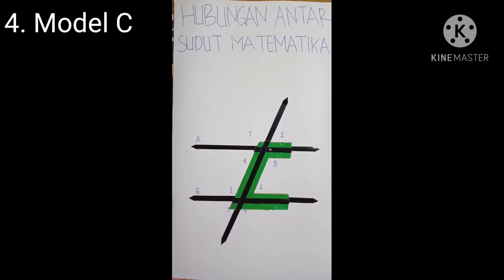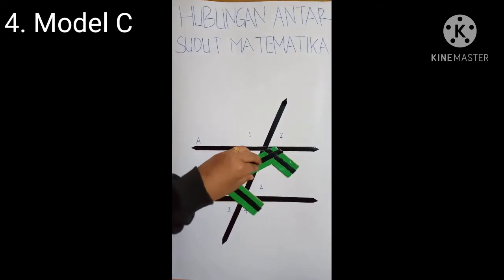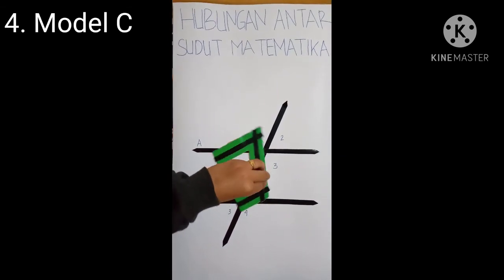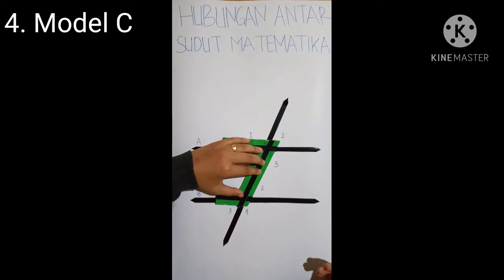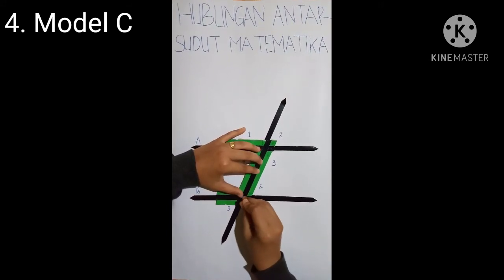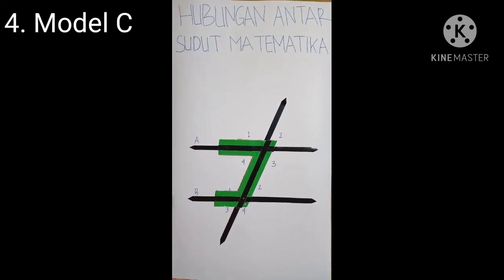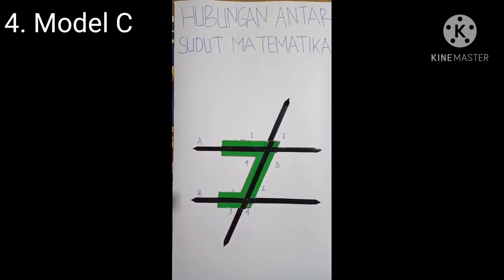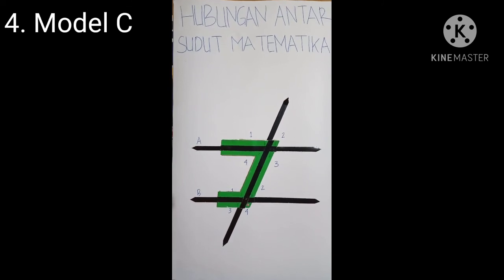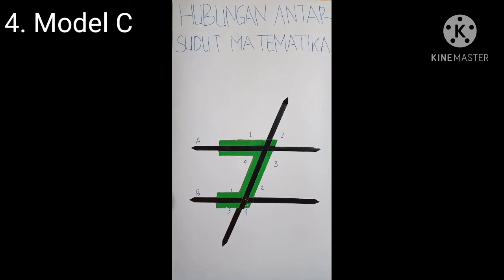Then, rotate model C clockwise or counterclockwise by 180 degrees. It will be seen that angle A2 and angle B4 form a straight angle, namely 180 degrees. Then, we can conclude that unilateral angles have a sum of 180 degrees.